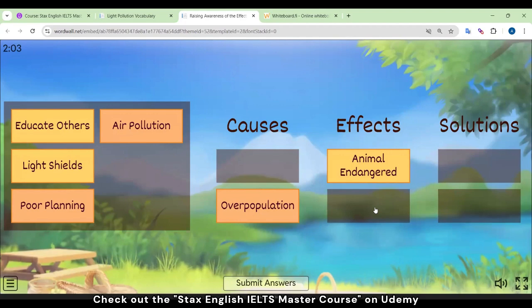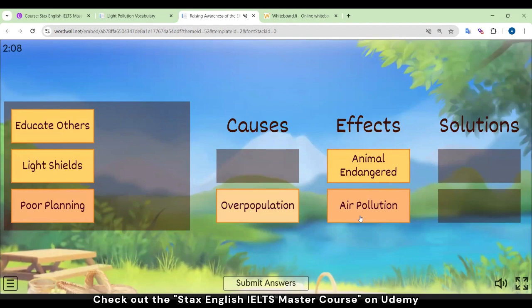Air pollution. Okay, air pollution can be an effect of overpopulation. Yeah, absolutely. What is a solution to air pollution? How can we stop so much air being polluted by cars, motorbikes, lorries, trucks? So we have too many people driving too many cars, which is causing too much air pollution. What is one way we could try to stop that or slow it down? How could we mitigate that problem?